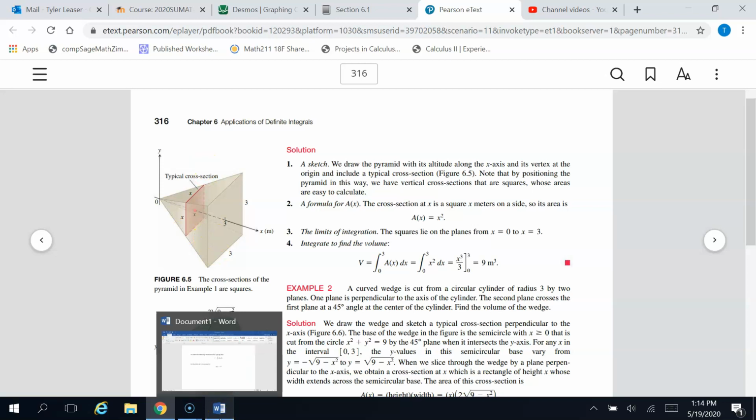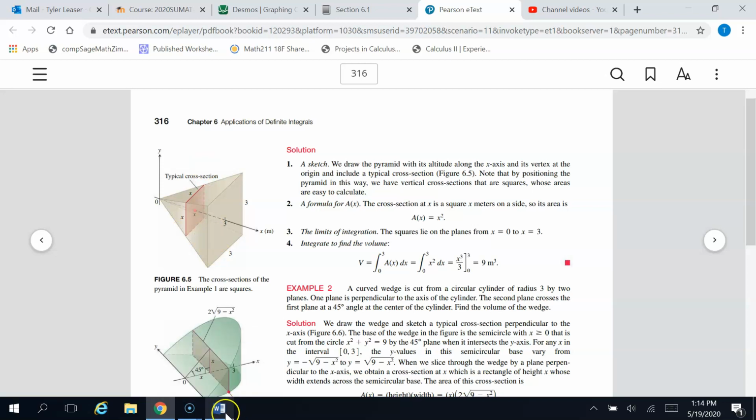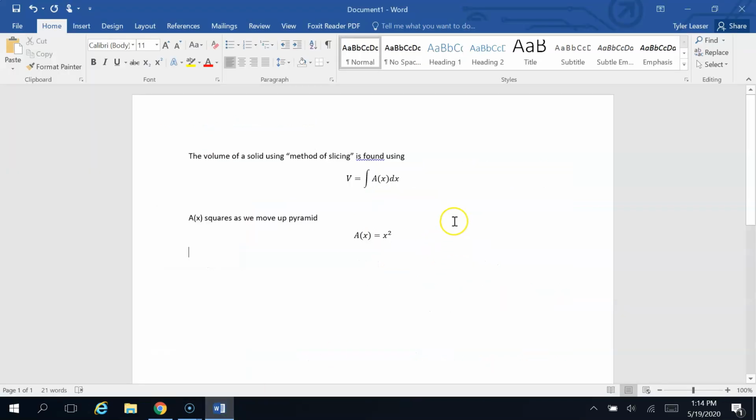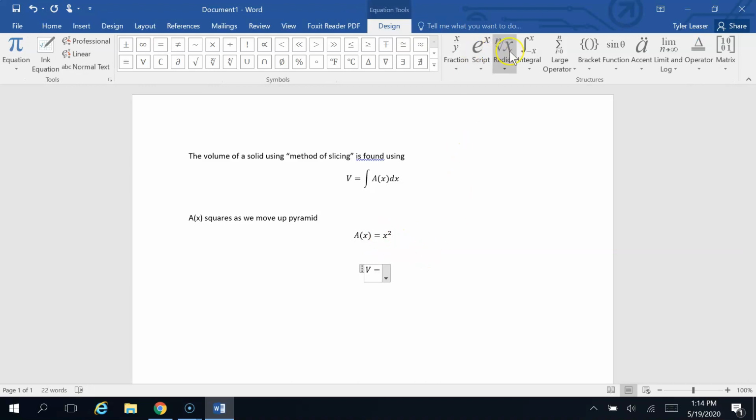I already wrote up a little bit because I had to go back on the video, but this is where we're at now. So here we have the formula still. The volume is just the integral over the cross-sectional areas, where for this particular question, the cross-sectional areas are going to be squares as we move up the pyramid, and this is the formula for the cross-sectional area. The area is just the location that we're at, squared, since that's the square that we end up getting. Then, to find the total volume, we just integrate over these squares.